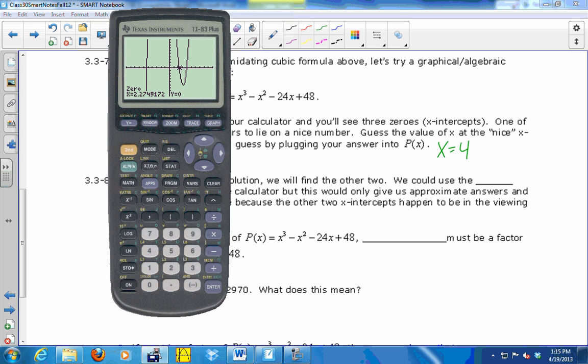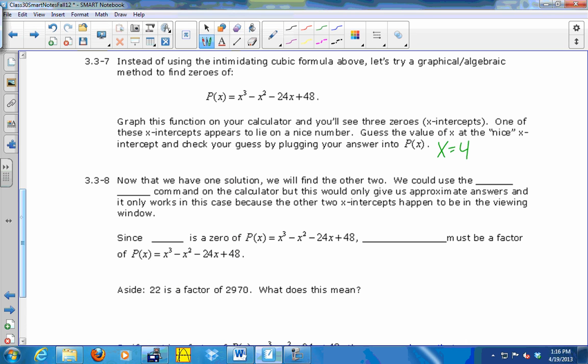And I only know that that 0 exists because it happens to be in the standard viewing window. It could be way out at -50 and I wouldn't even know it was there. So I'm not going to depend on my calculator to find these other two. The first one is fine because I know 4 is the actual 0, because I can check it. I can plug a 4 in here and I get 0.